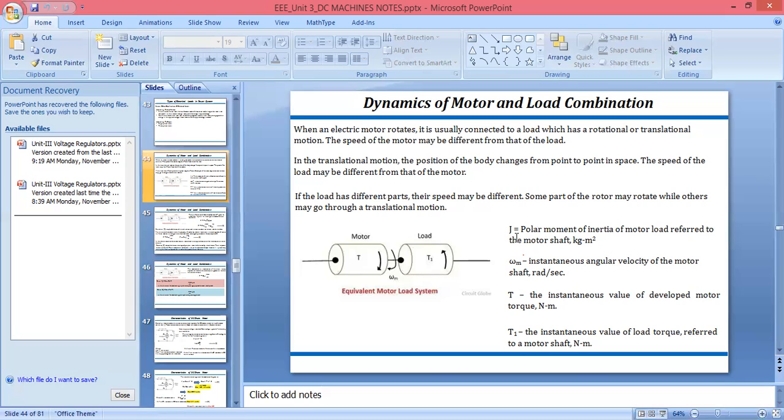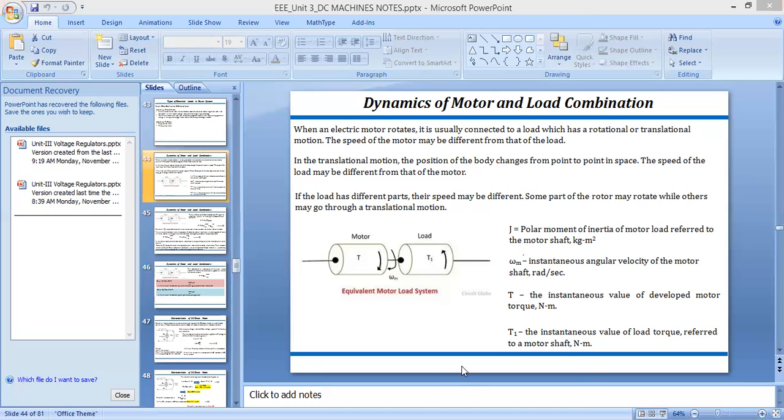So we can take J equal to the polar moment of inertia of the motor load referred to the motor shaft. You can see here, J is the polar moment of inertia of the motor load connected to the motor shaft. We can calculate J in kg meter square. W, we know, is angular speed. We are taking Wm. So this is the instantaneous angular speed or velocity of the motor shaft.